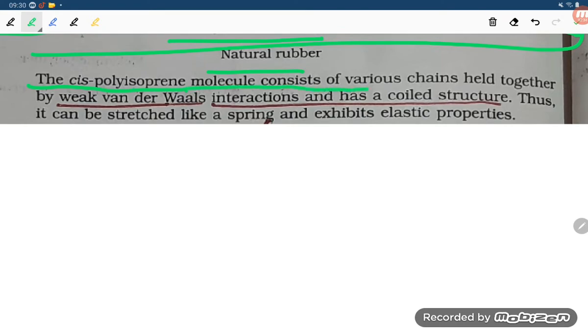The cis-polyisoprene molecule consists of various chains held together by weak van der Waals interactions and has a colloidal structure. Thus it can be stretched like a spring and exhibits elastic properties. So because of this van der Waals interaction and the colloidal structure, it can be stretched like a spring and exhibits elastic properties.